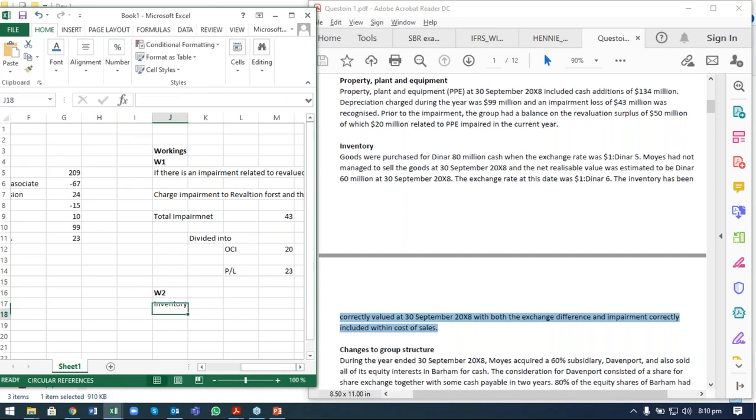You can name the above as well, so that it would be easier for the examiner to understand what you have done. So it's related to non-current assets. I'm just labeling this working one. So I'm labeling the working two as inventory.